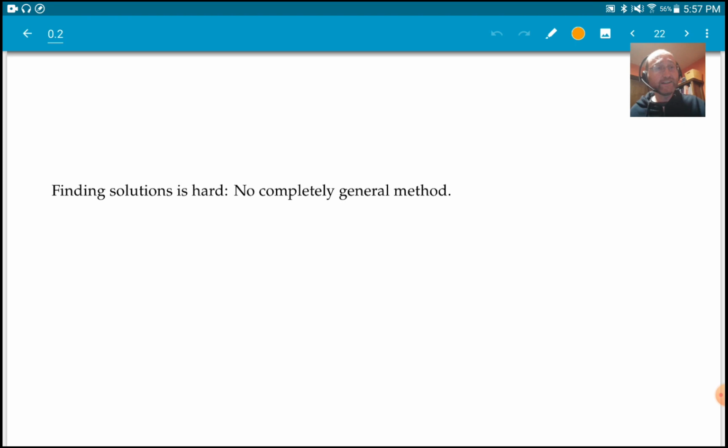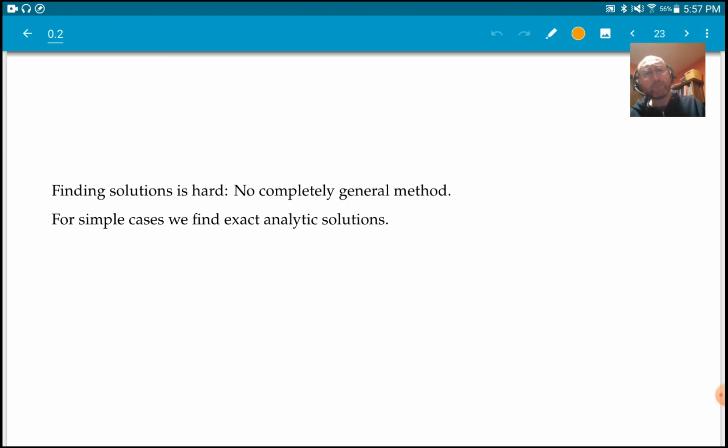All right, and finding solutions is hard. There's no completely general method. You cannot just put the equation into some method, turn a crank, and out comes a solution. I mean, that didn't even work in calculus for finding antiderivatives. So how could it possibly work here?